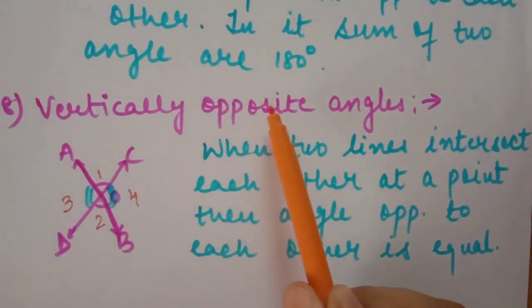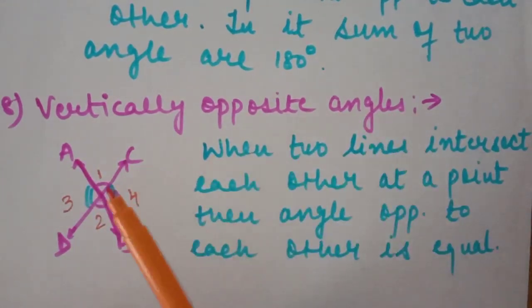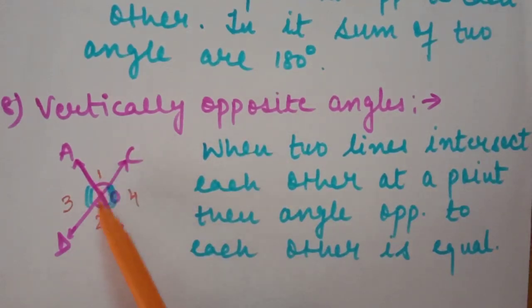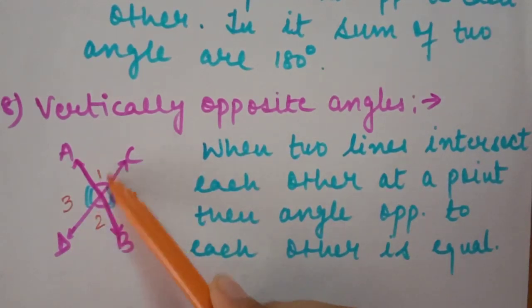Next is vertically opposite angles. When two lines intersect each other at a point, these two lines will make four angles, in which two angles are a pair and are totally opposite to each other. We call them vertically opposite angles, and they are equal to each other.